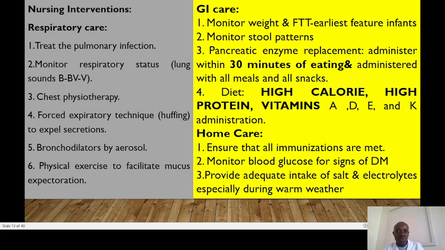For the GI care, remember, cystic fibrosis normally interferes with the GI system. So what are you supposed to do? You have to monitor this system by monitoring the weight and the failure to thrive. Apparently, failure to thrive is one of the earliest features for cystic fibrosis children.